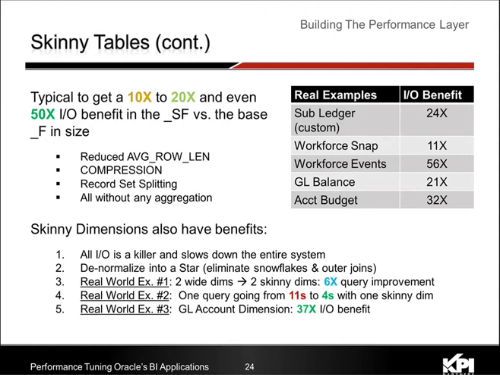Dimensions also have benefits. We want to make sure we do those as well. Denormalization is part of this. We have an opportunity to eliminate our snowflakes and even some outer joins. A few examples there. Just swapping out 2 very wide dimensions and replacing them with 2 skinny dimensions, not touching the base fact table at all, we got a 6-fold query performance improvement. Another one, 11 seconds down to 4 seconds with 1 skinny dimension. These are very simple to build, very easy to model. So you can get some very nice benefits with these skinny tables.